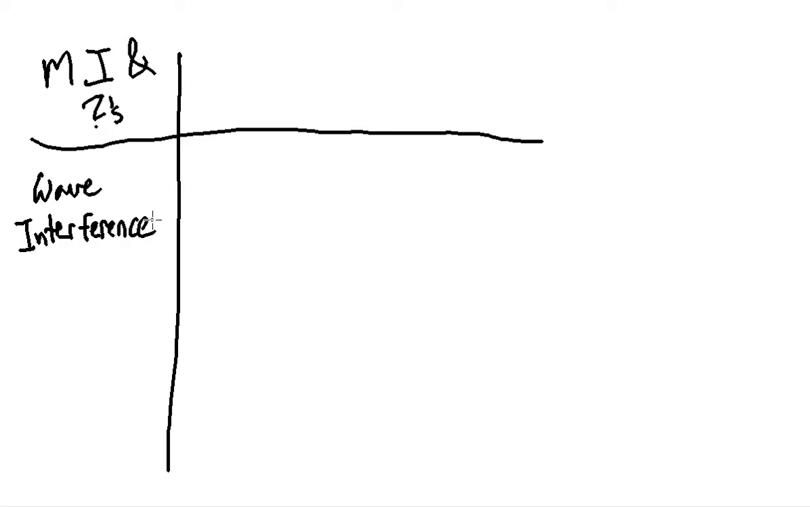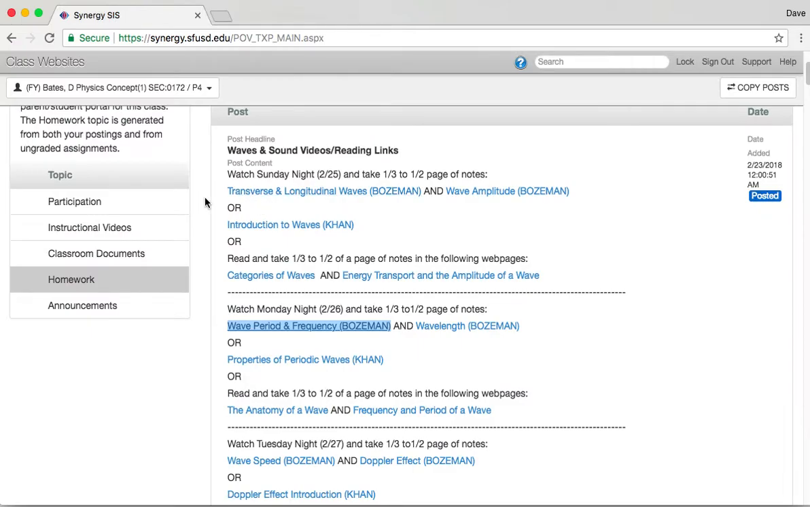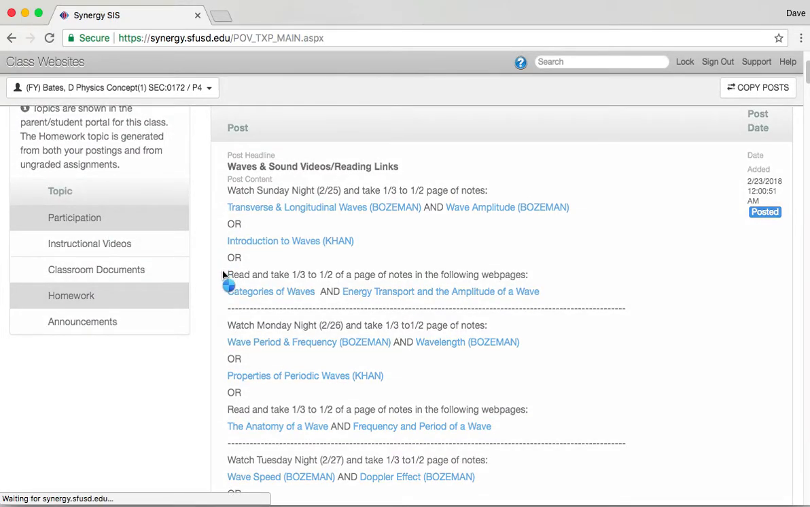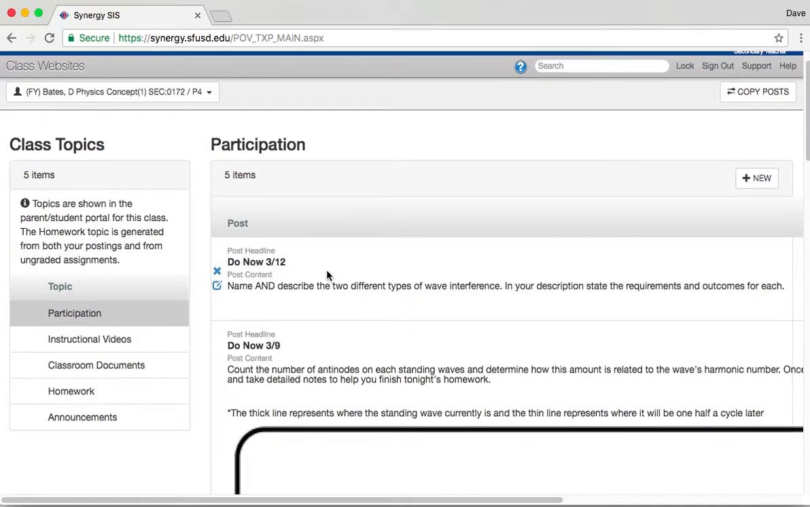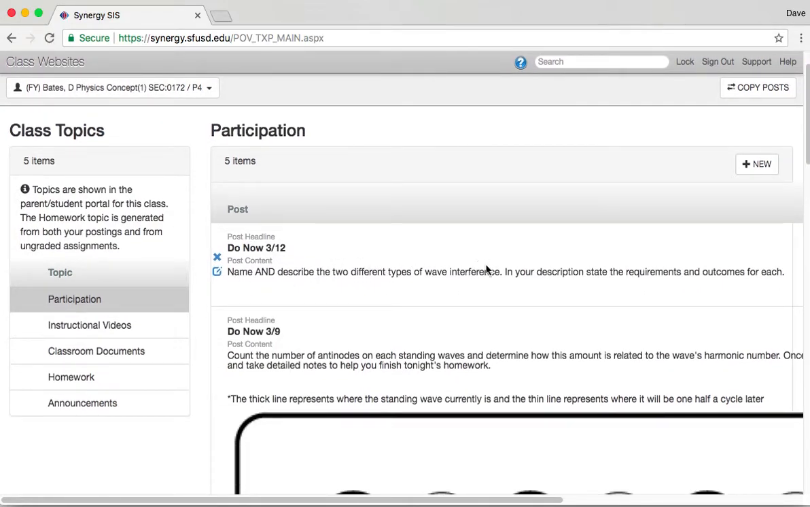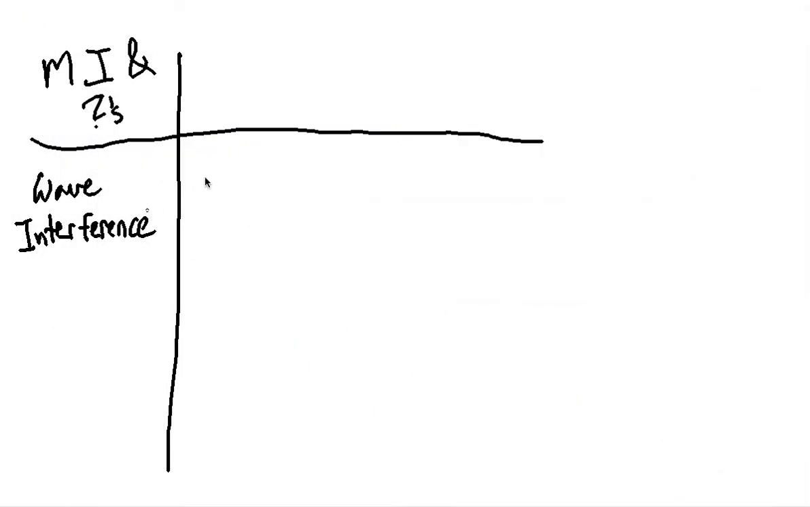Okay, so I believe one of the resources that should be at your disposal is yesterday's Do Now question. Let me go to participation here. So yeah, name and describe the two different types of wave interference. So check out your Do Now from 312 to answer this question. Get that down. That should contain a lot of the information that you need.